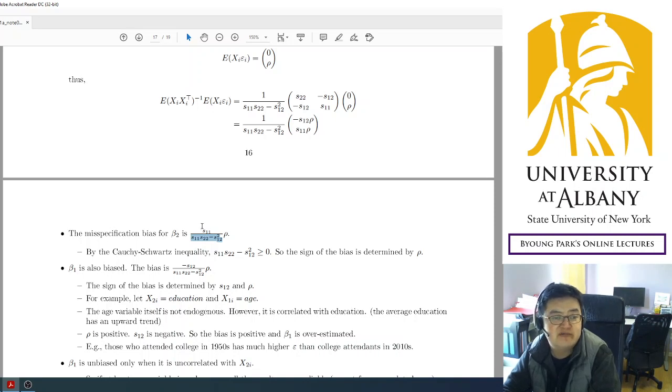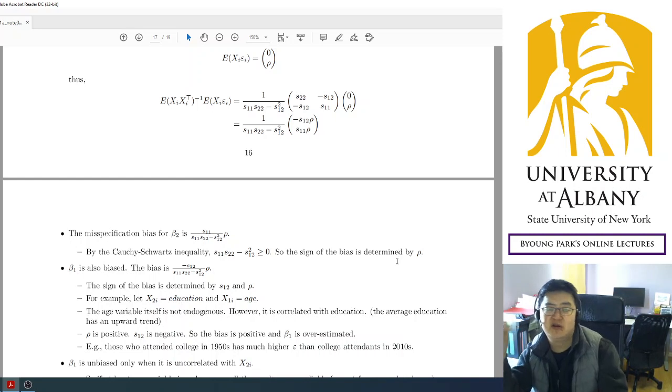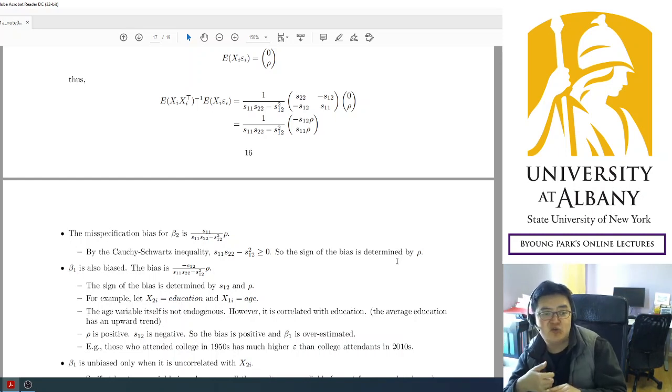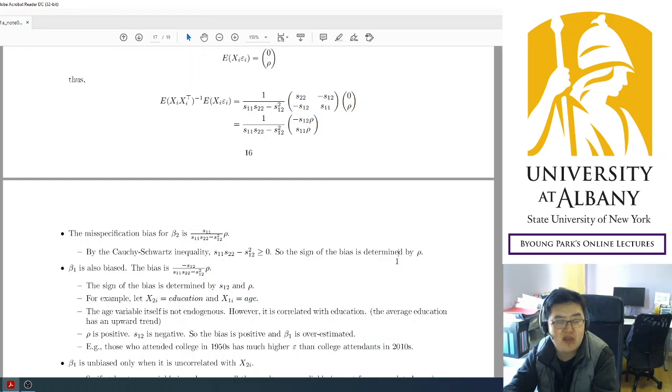So it is positive, so that means the misspecification bias for beta 2 equals the sign of rho. So if x2 is positively correlated with the error term, then beta 2 will be overestimating the true beta. Otherwise, it will be underestimating the true beta.